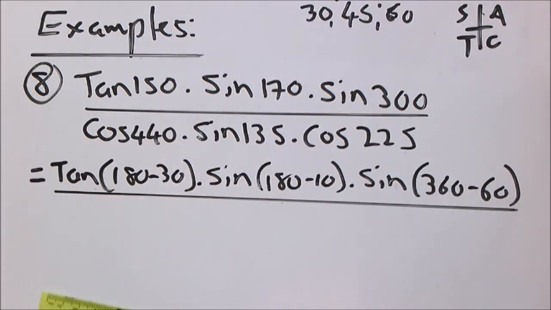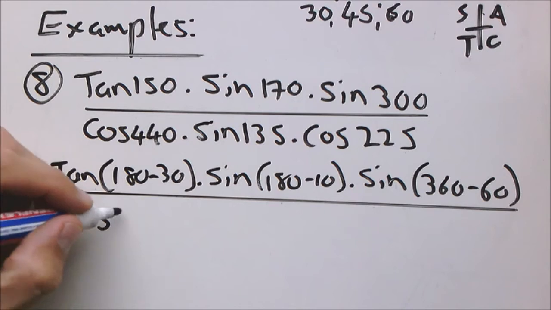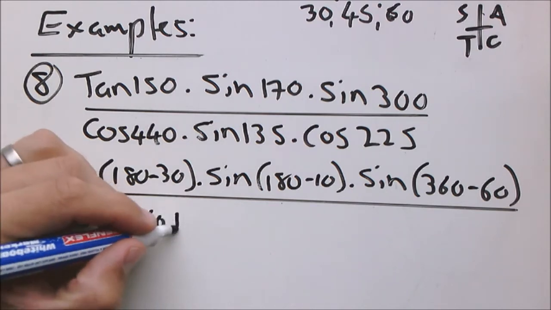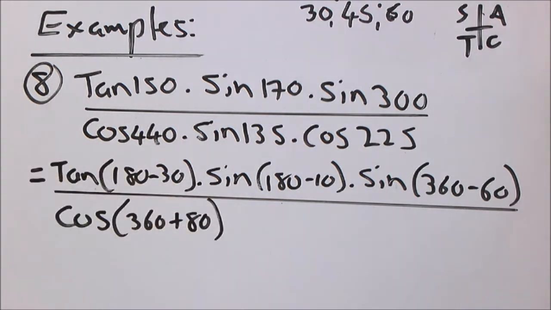Now the denominator, cos 440. And now we know it's bigger than 360. So that's my very first thing I would do, is say 440 minus 360. We get to an angle of 80. So I will express it in terms of that: 360 plus 80. Are they equal?